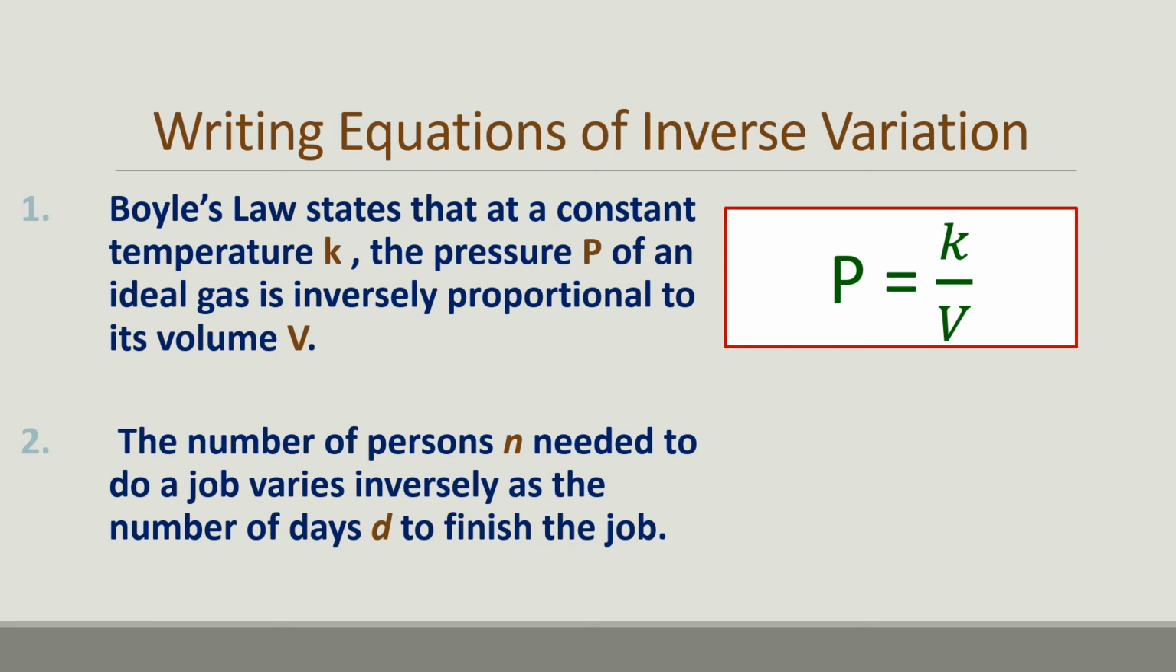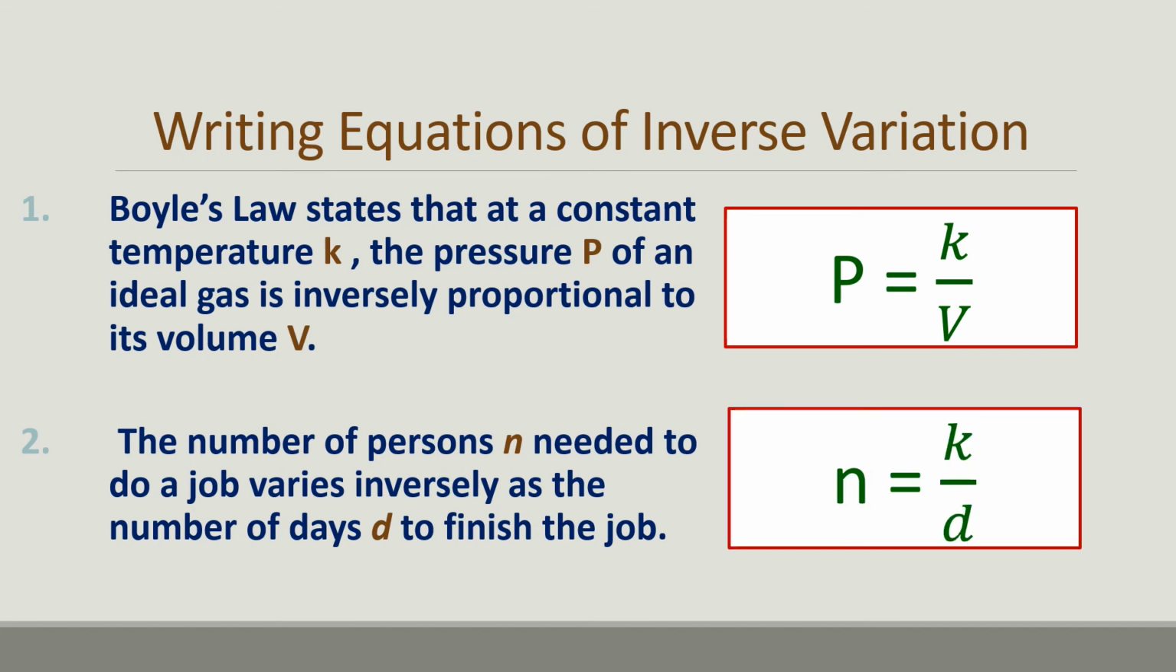Now let's proceed with number two. The number of persons N needed to do a job varies inversely as the number of days D to finish the job. This is actually true to life, no? Okay, so you identify the variables used in this statement. So we have N and D. And how do we write the equation? We have N is equal to K over D, with K again as the constant of variation.